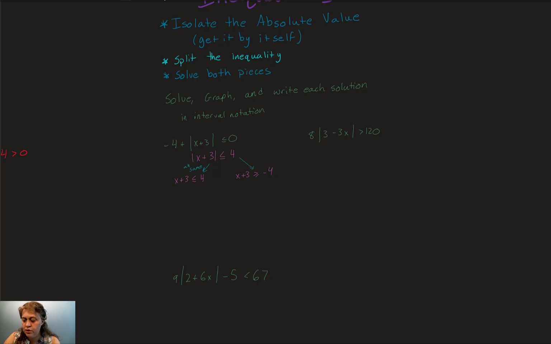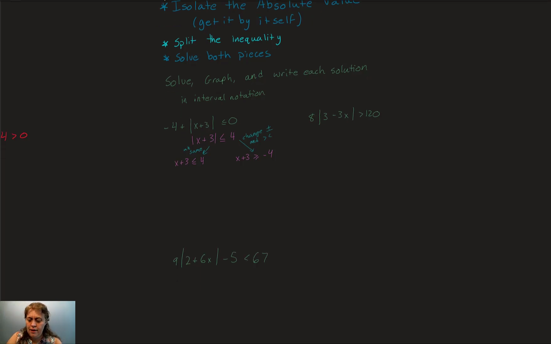For this one, you change the sign and the inequality, which is the other sign. Change the signs, I guess. Change the positive, negative, and the inequality. So whichever one you're changing there. I hope that made sense.